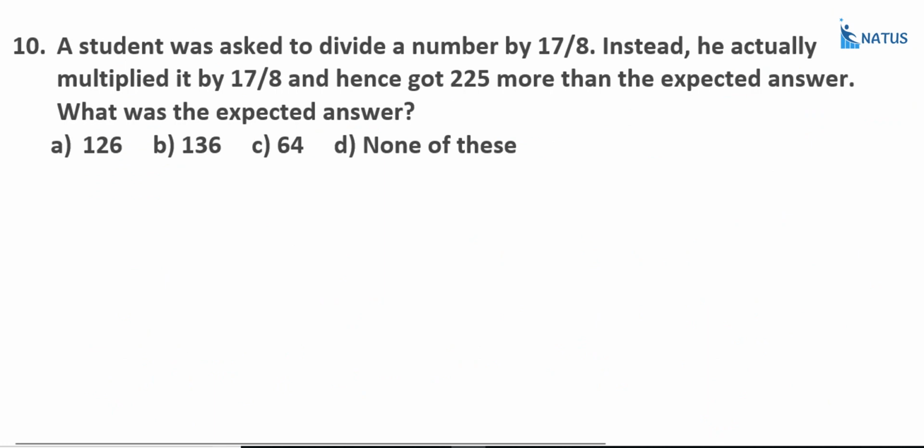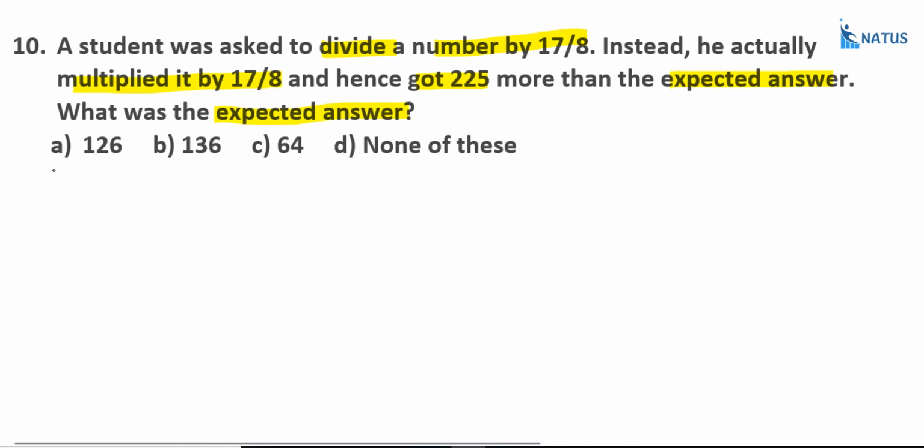Next one: a student was asked to divide a number by 17 by 8. Instead, he actually multiplied by 17 by 8 and hence got 225 more than the expected answer. What was the expected answer? That's what we require.